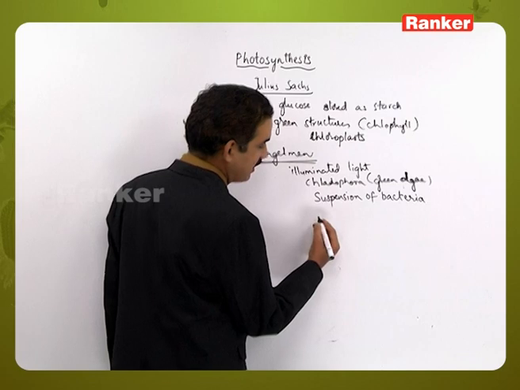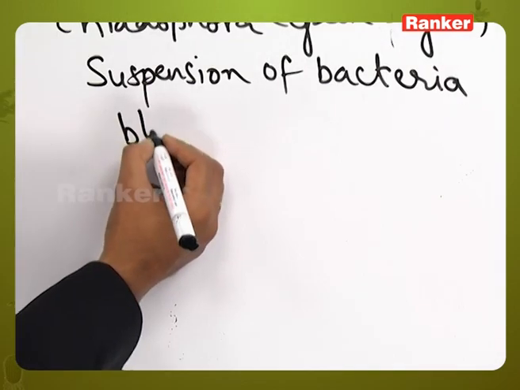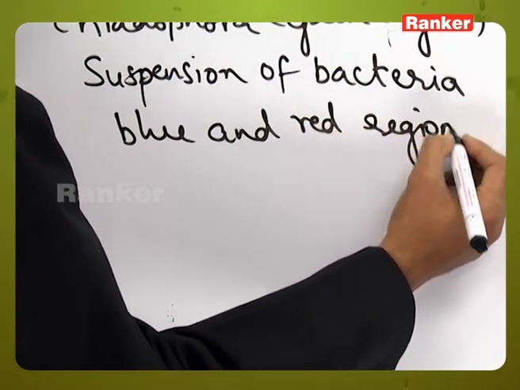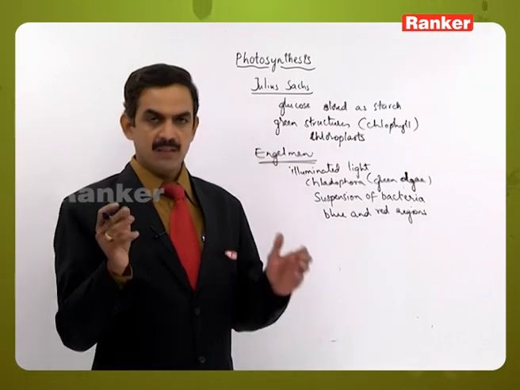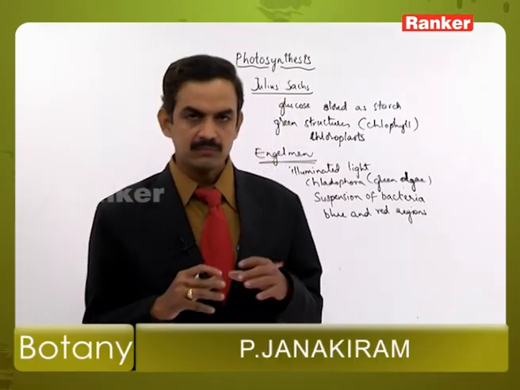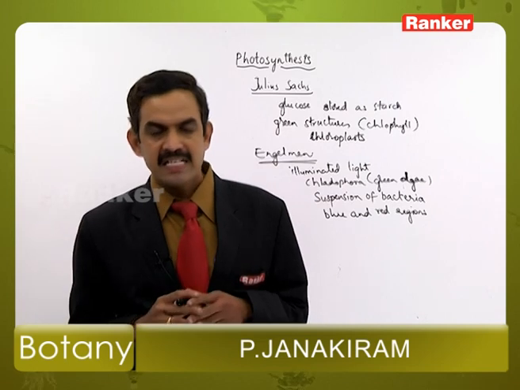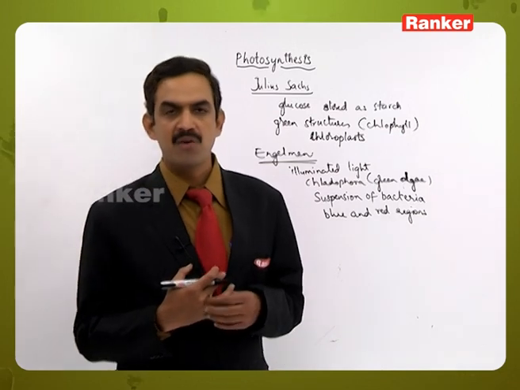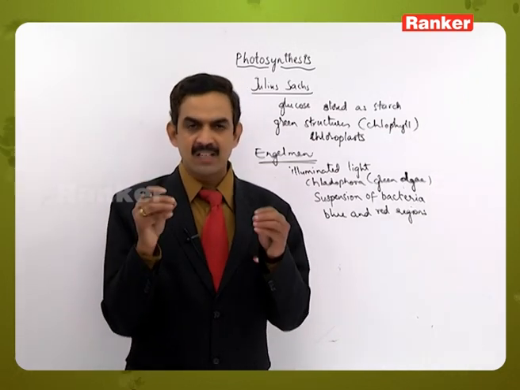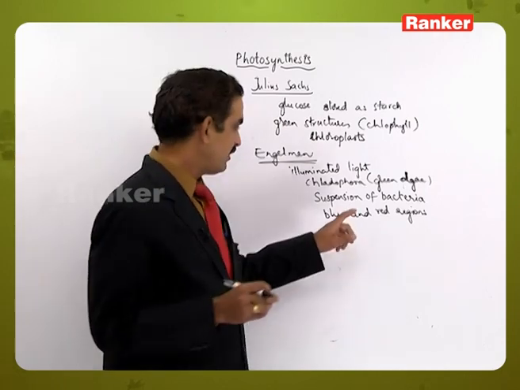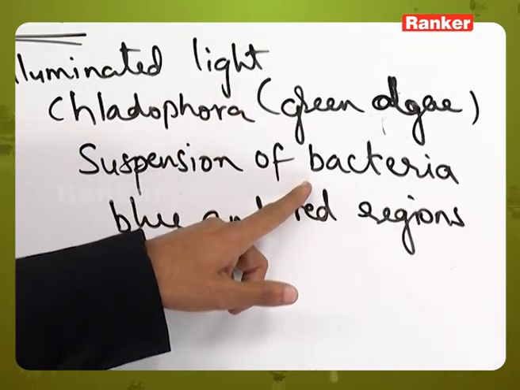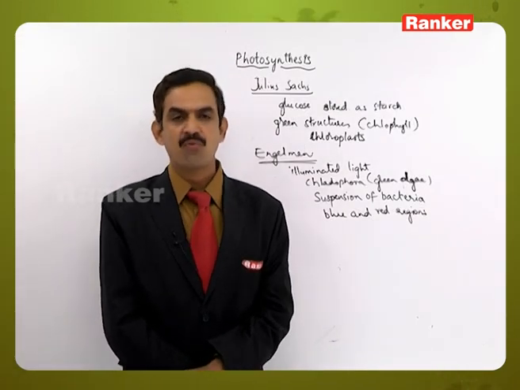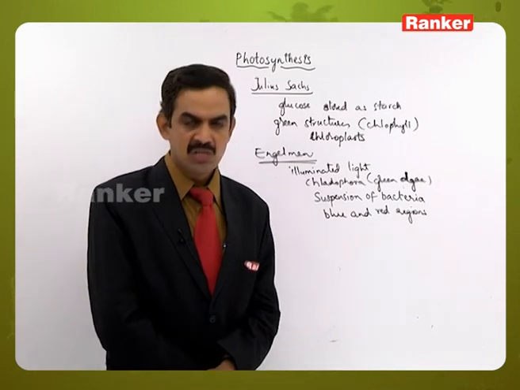So here the majority of the bacteria are accumulated in the blue and red regions of the spectrum. So this shows that whenever the light is illuminated on the green algae, that is Cladophora, by using that light they will perform photosynthesis, and when they perform photosynthesis they will release oxygen. So that oxygen will be utilized by the aerobic bacteria. That's why the majority of the bacteria are observed in the regions of the spectrum where a high rate of photosynthesis is done, that is the blue and the red regions of the spectrum.